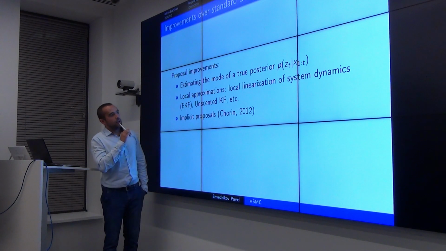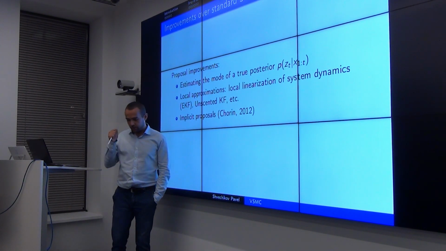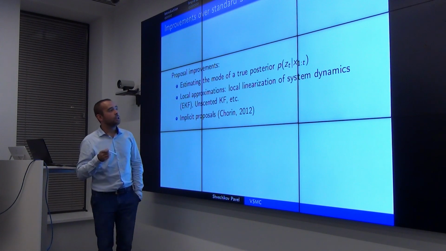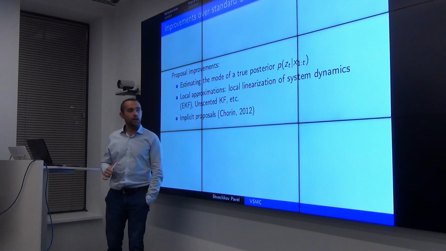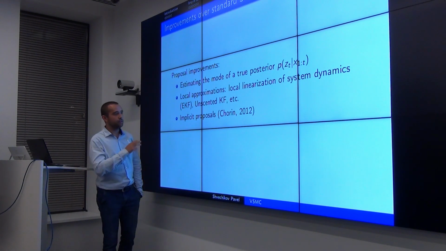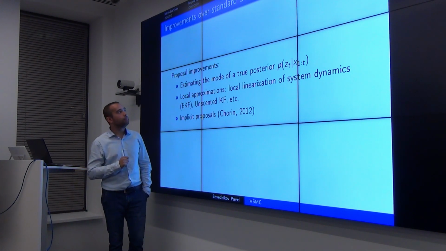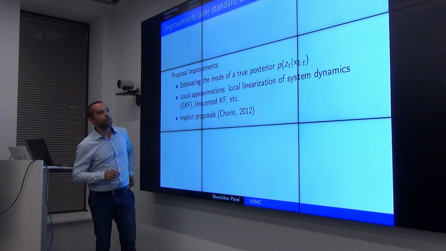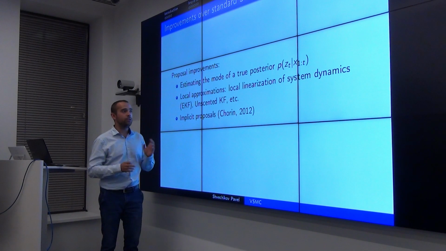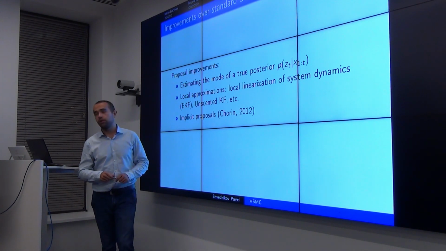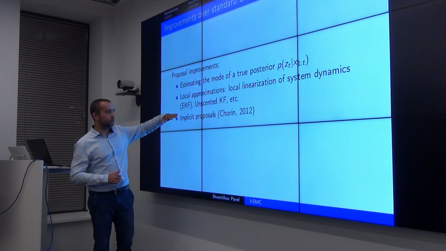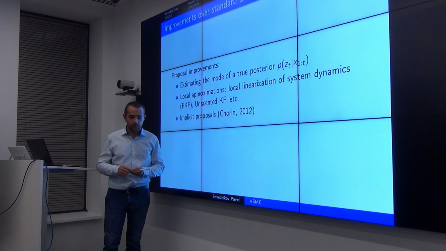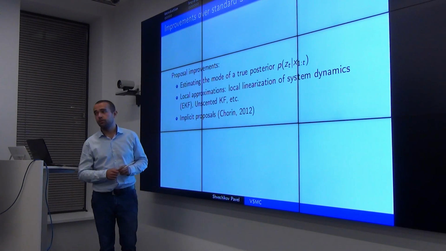Okay. So we have talked about how to improve your resampling process. But you can also work with your proposal. You can improve it in many different ways. I have written just a few of them. You can estimate the mode of a true posterior at the next time step. You can do some local approximations, some local linearization of the complex system dynamics, if you can, of course. And this leads to a family of different algorithms which are heavily based on the Kalman filter.